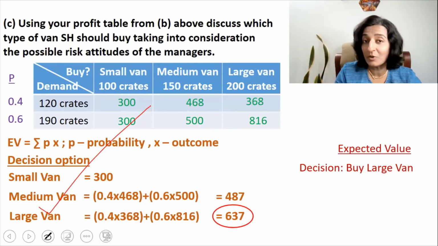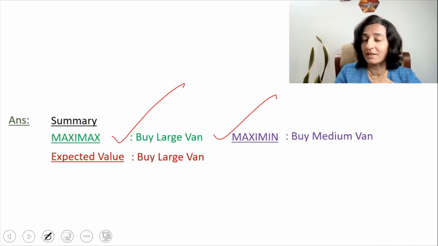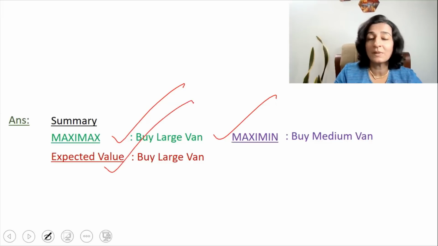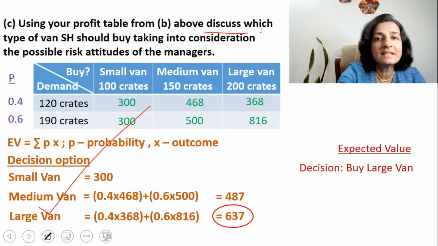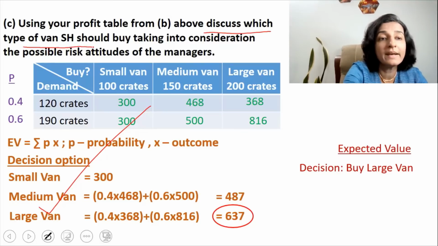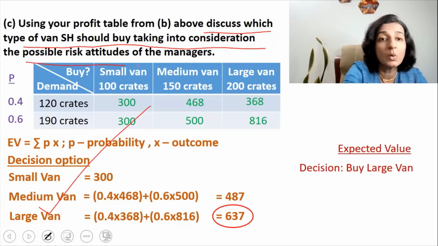So let's just summarize our findings. If it is a Maxi-Max, we have to buy the large van. If it is a Maxi-Min, we have to buy the medium van. And if it's the expected value approach, we have to buy the large van. So what have they asked in the question? Discuss which type of van SH should buy, taking into consideration the risk attitude of the managers.